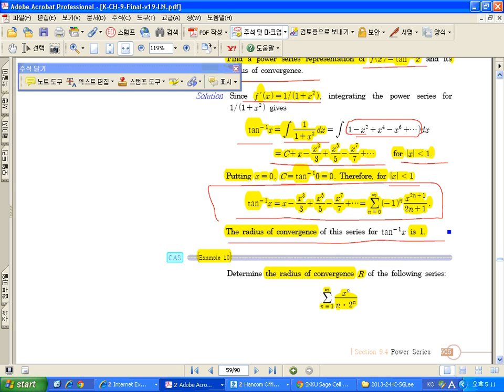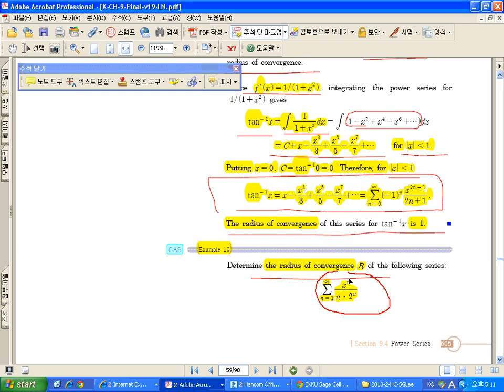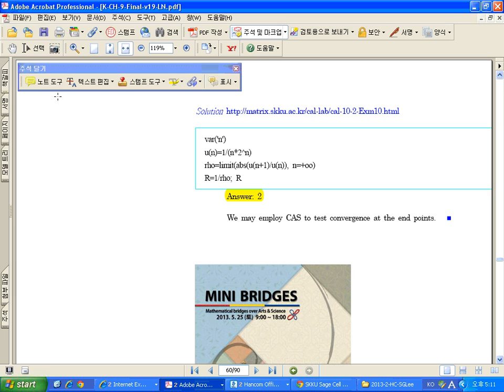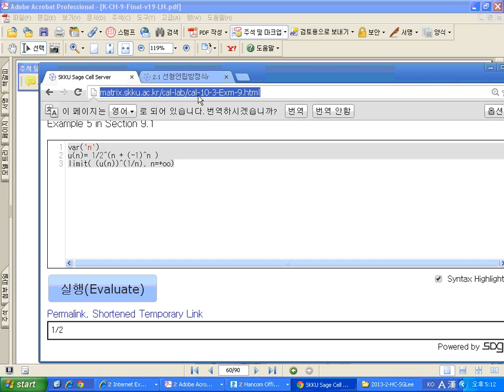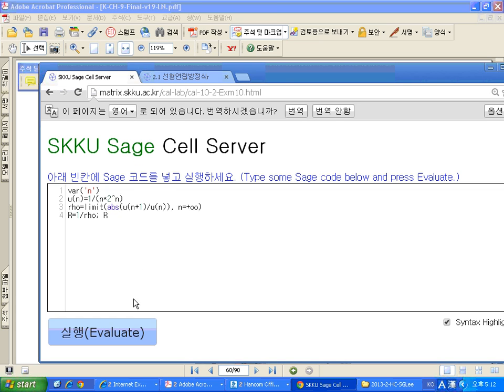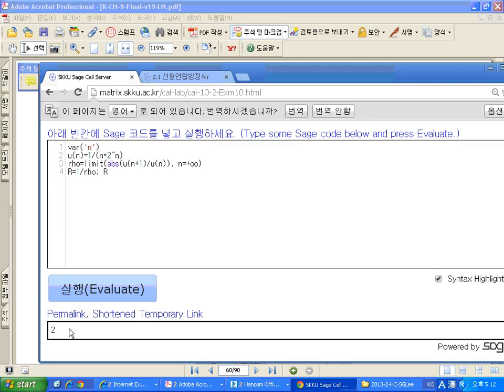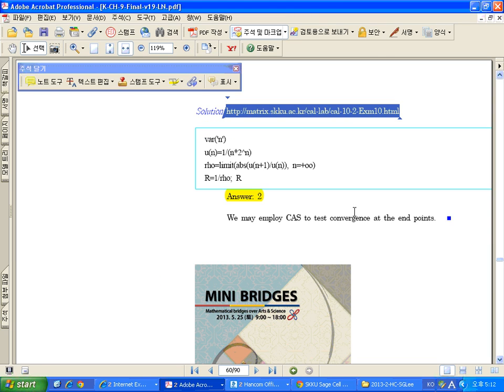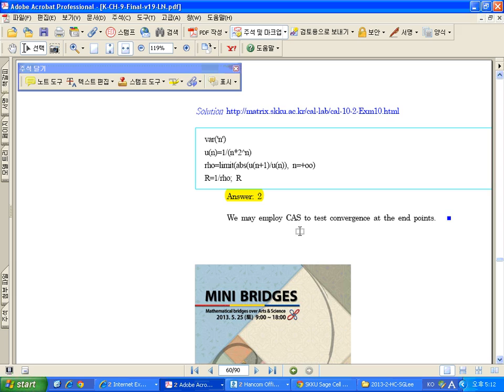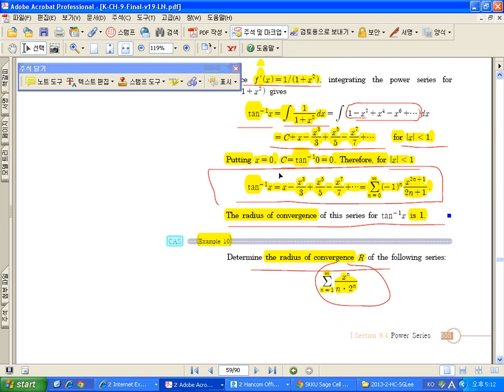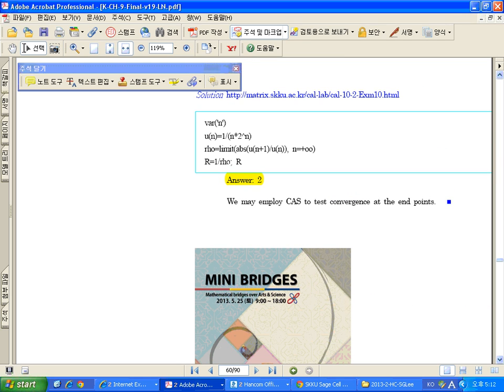If you don't determine the radius of convergence for this one, then we can use the CAS tool like this. If you copy the address, then we can try here to get this, the radius of convergence. We may use a computer algebra system to test the convergence at the endpoints as well. So this gives us the radius of convergence.